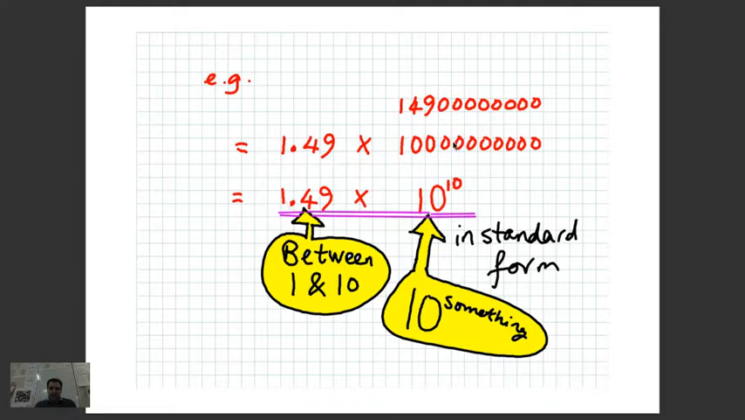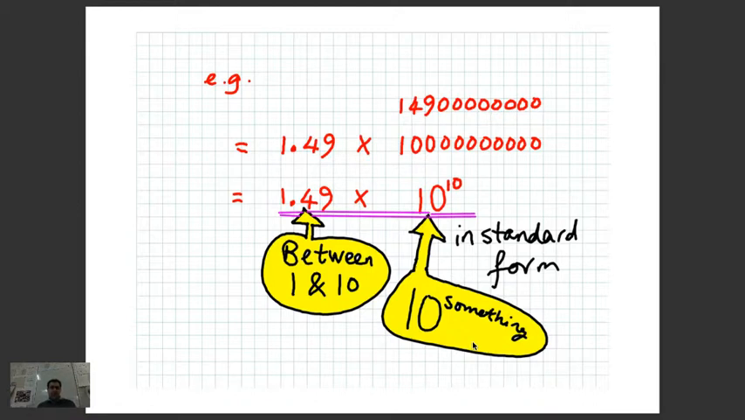And that number has got 10 zeros in it, so another way of writing that is 10 to the power of 10. So that number is 1.49 times 10 to the power of 10. And that's in standard form, because standard form involves writing a number as something between 1 and 10 multiplied by 10 to the power of something.